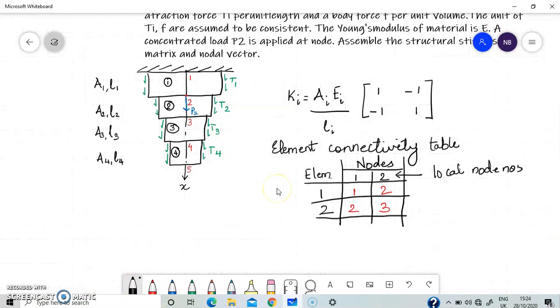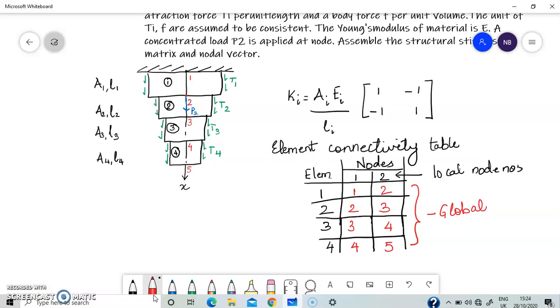Let's complete this element connectivity table for the other 2 elements. So we have element 3. The first node of element 3 is 3 and the second node is 4. Similarly, for element 4, the first node is 4 and the second node is 5. Now, these given in red represent the global node numbers.